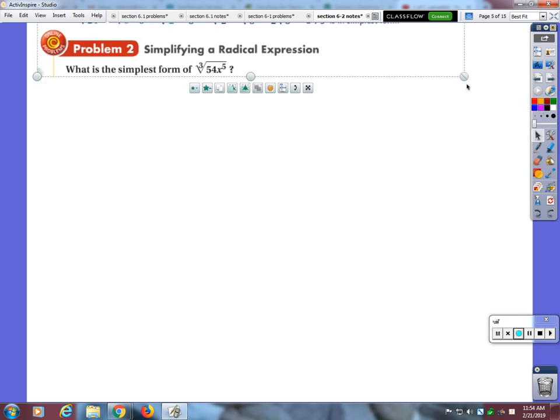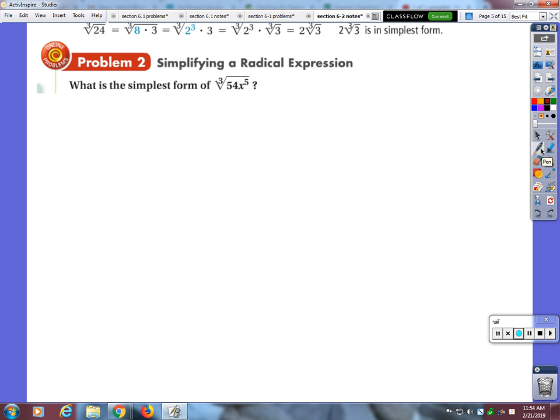The next thing we're going to work on is simplifying higher roots than just square roots. I'm sure you all remember simplifying square roots. If I ask you to simplify the square root of 24, you would ask, what's the biggest perfect square that goes into 24 evenly? 4. So I can rewrite this as the square root of 4 times 6. The square root of 4 is 2, so that comes out. My final answer would be 2 square root of 6.